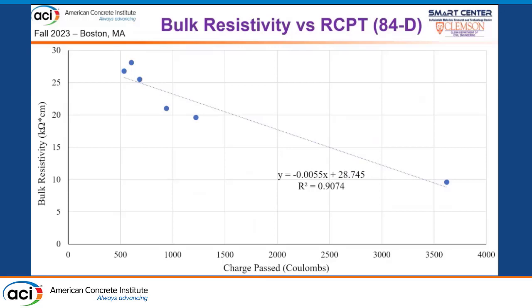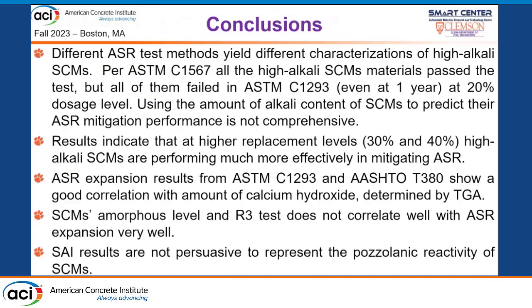And we did some correlation between the bulk resistivity and RCPT, because those two methods are considered methods for evaluating the permeability of concrete. The result indicates a very good correlation. And here is my conclusion for this study. First, different ASR test methods yield different results. Per ASTM C1567, all the materials passed the tests, but they all failed to pass C1293.